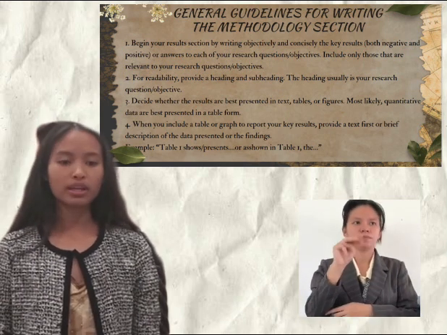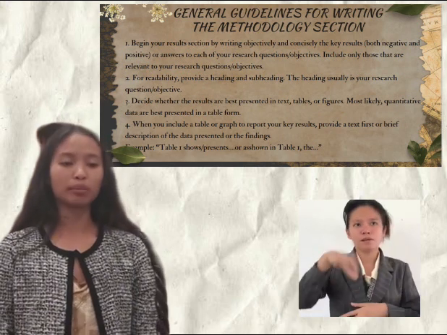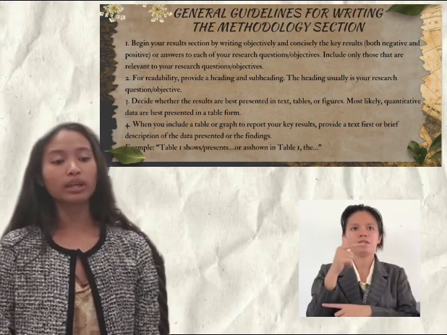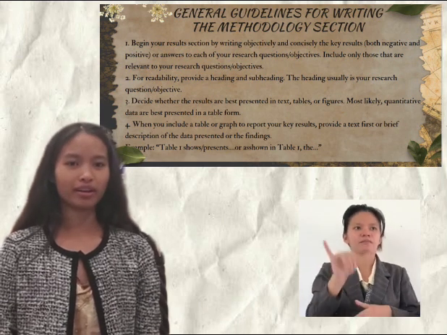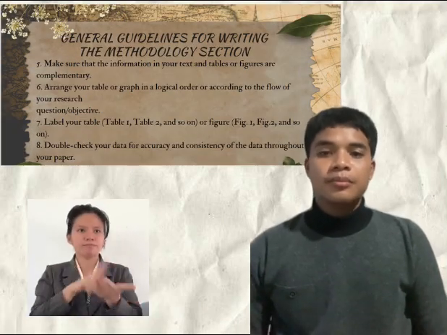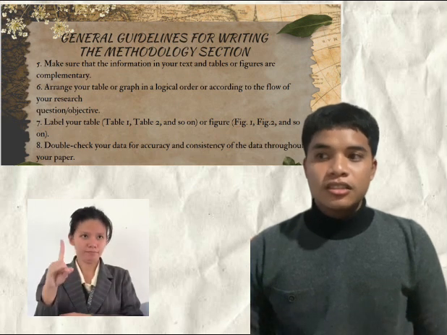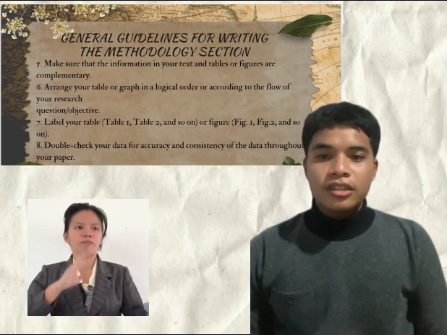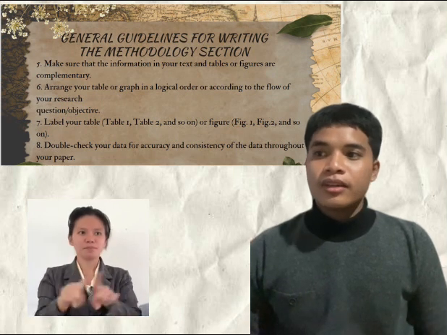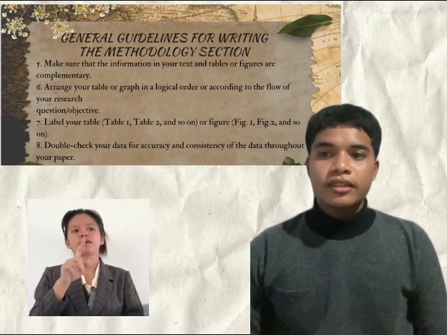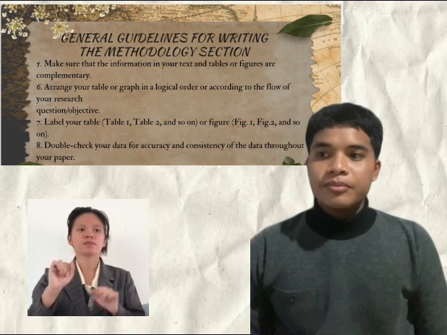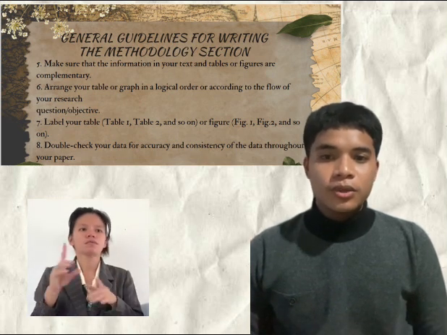The fourth one is to introduce each table or graph with a sentence like "Table 1 shows" or "as shown in Table 1." The fifth general guideline: make sure that the information in your text and tables or figures are complementary. Ensure your text aligns with the data in tables or figures so trends described are reflected in the visuals.